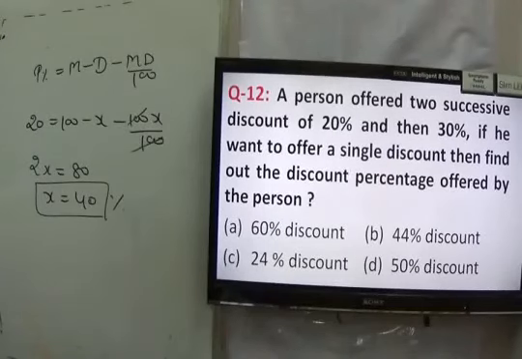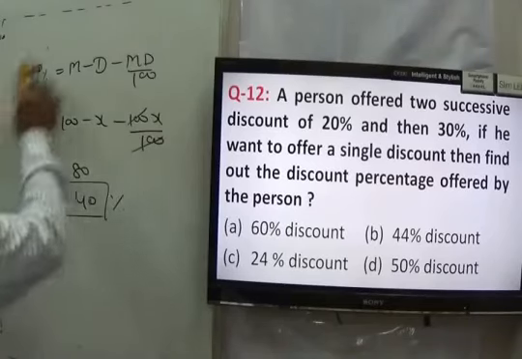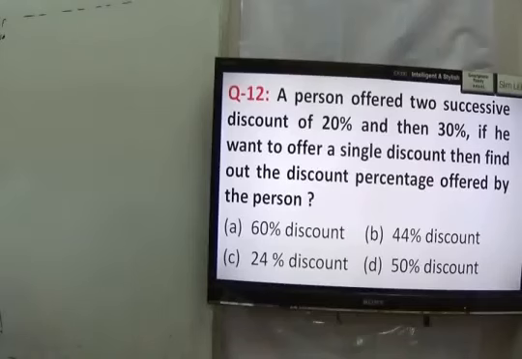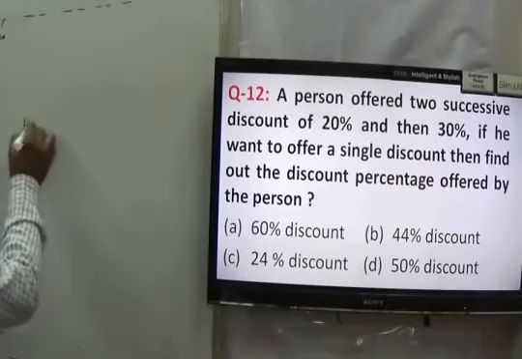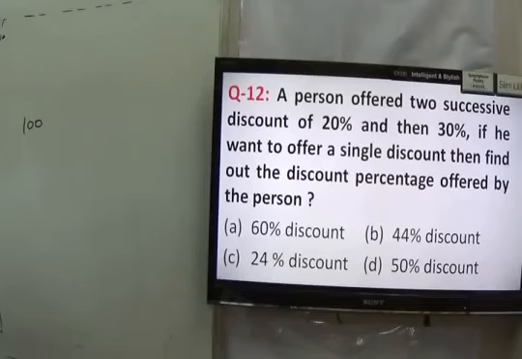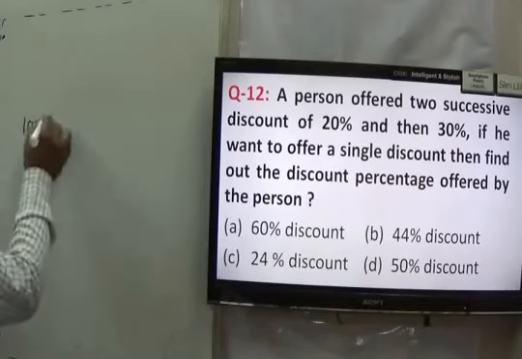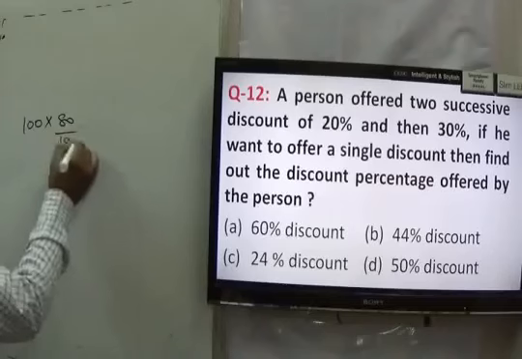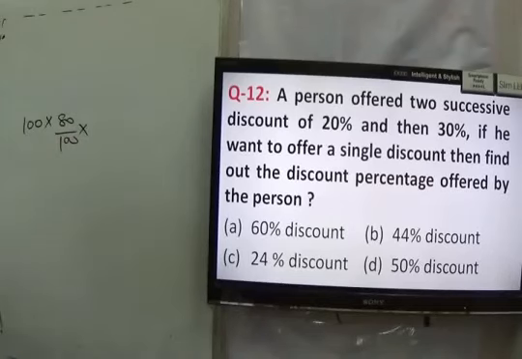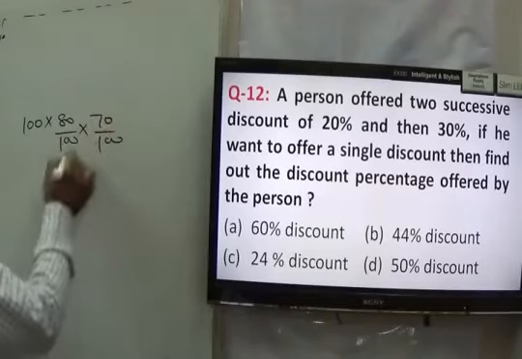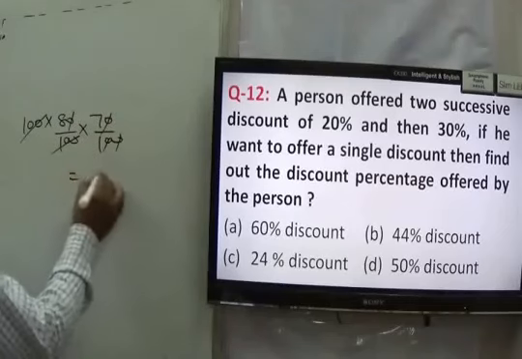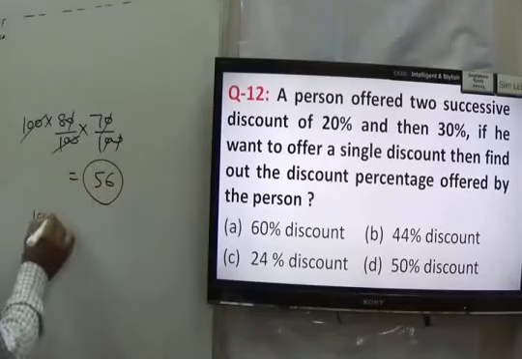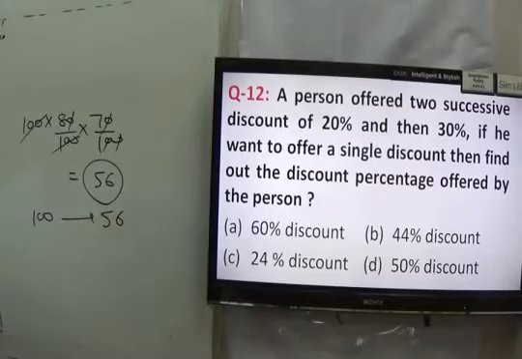Then you have statement number 12. A person offered two successive discounts of 20% and then 30%. If he wants to offer a single discount, find out the discount percentage offered by the person. This question is based on the concept of successive discount. We can say that the price is 100. First he gives a discount of 20%. That means the price would be 80 by 100. Then further he gives a discount of 30%. It means that is 70 upon 100. Right? Now we have to solve it. So we get our value to be 56. If the original price was 100, now he is selling the article for rupees 56.